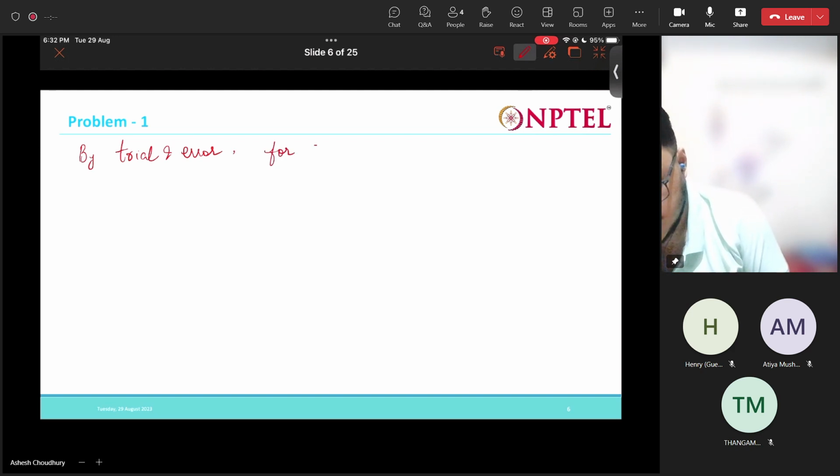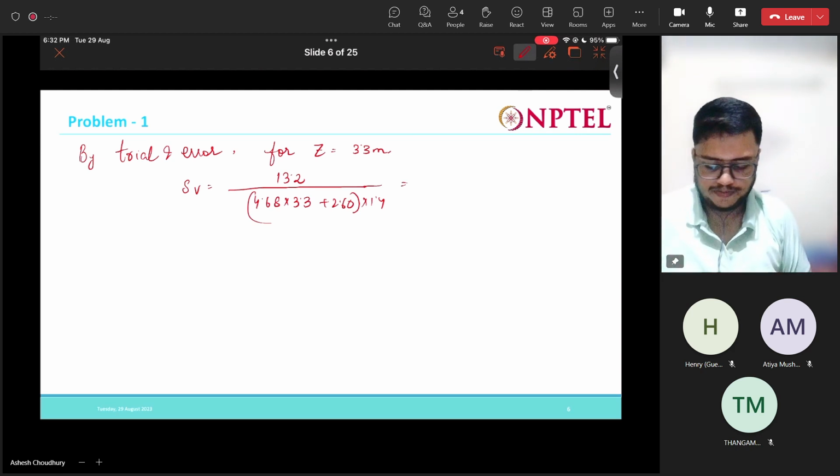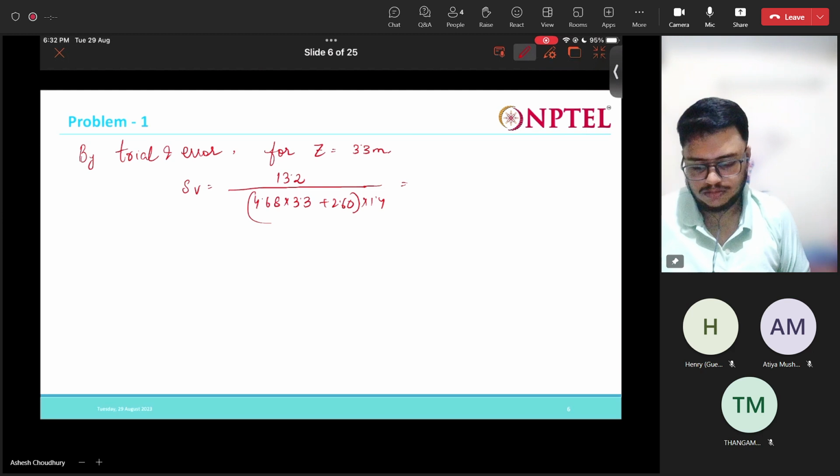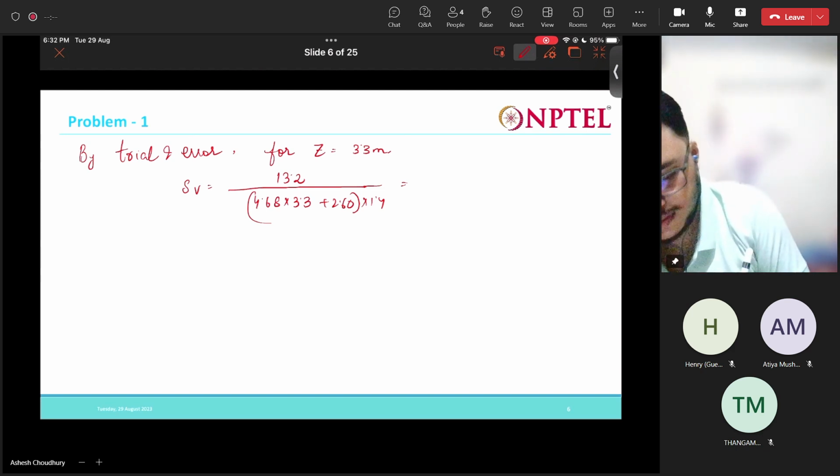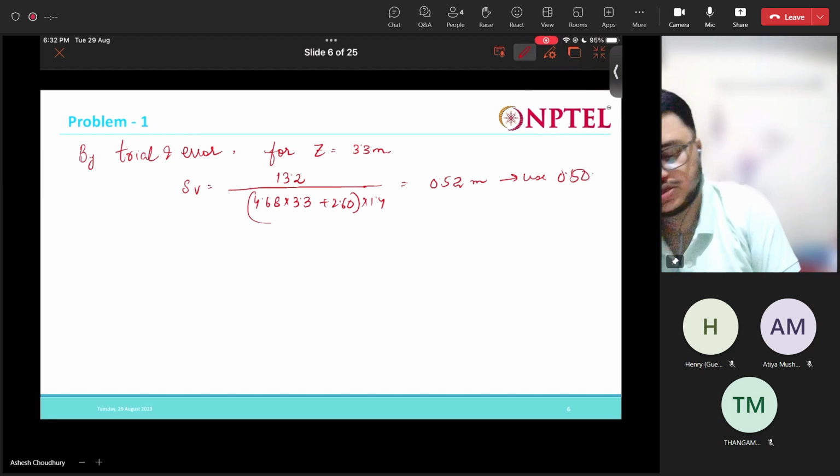for z is equal to 3.3 meters, what will be the spacing? Let us see. 0.52 meters. So what we can do, we can use 0.50 meter.